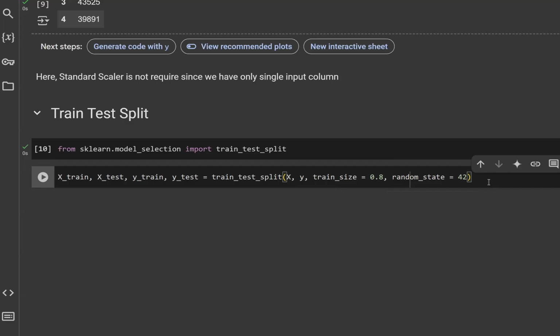What is random state? 42. What is the meaning of it? It means the value does not change anytime you run. The value is the same constant number every time we execute. It's like a seed value.